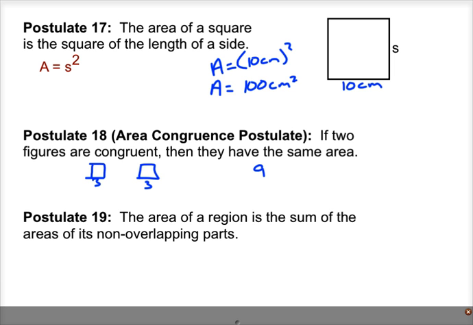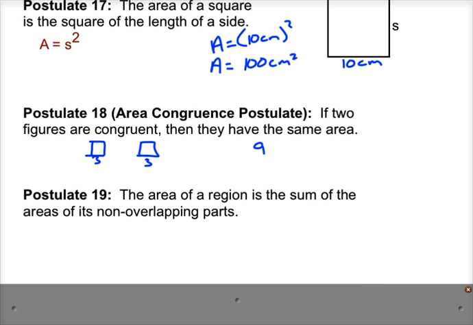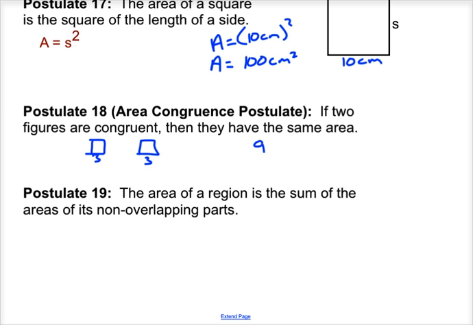Postulate 19, the area of a region is the sum of the areas of its non-overlapping parts. So the big thing for this one is that if I gave you a shape like this, and I told you the area of the various pieces, so if the area of the top piece was 10 centimeters squared, and the area of the piece at the bottom was 8 centimeters squared, then the area of the whole shape is, add the two pieces together, 18 centimeters squared.